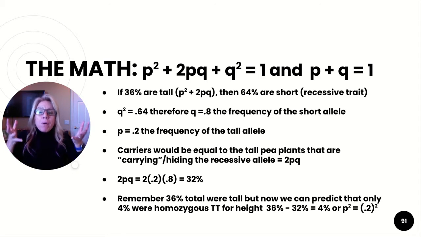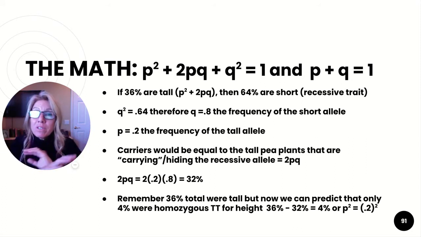So for this population, 0.8 is the recessive allele. 0.2 is the dominant allele. What did I tell you? If those allele frequencies change in any way, then what is occurring?